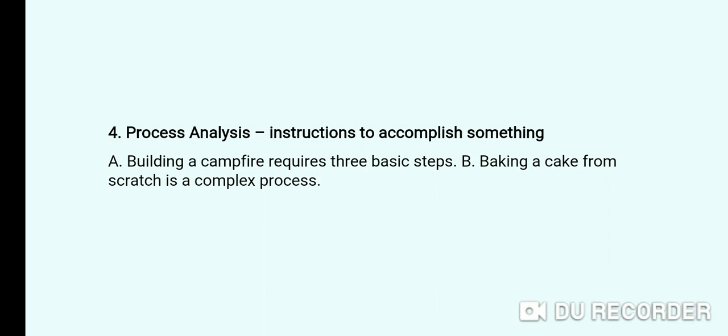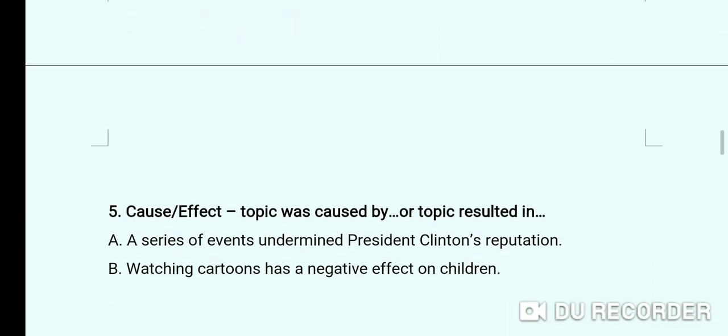Every day we perform many activities that are processes, that is a series of steps carried out in a definite order. Many of these processes are familiar and automatic. For example, building a campfire requires 3 basic steps. So it is very clear that the writer is going to write those 3 basic steps, first, second and third one. Another example: baking a cake from scratch is a complex process. How it is a complex process, the writer is going to write in detail.